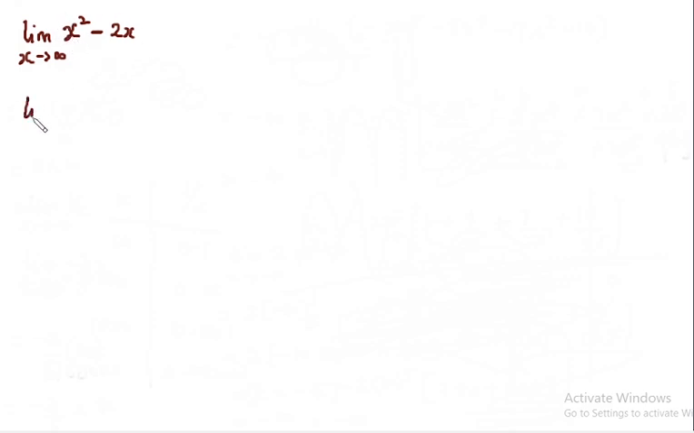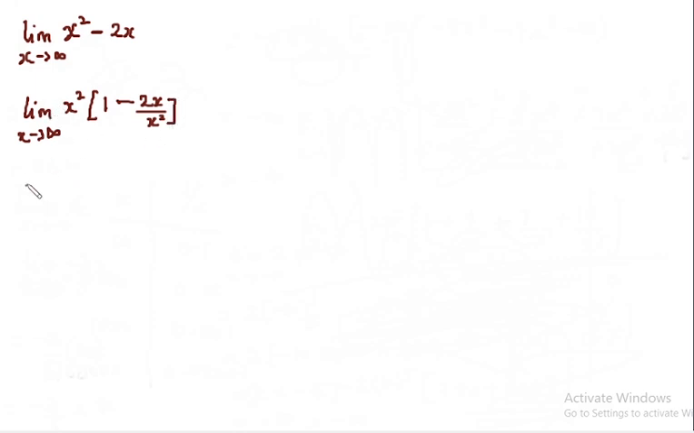So I'll write this as the limit as x approaches infinity. The term with the highest degree here is x squared. So x squared, open bracket. If you factorize this out, we have 1 minus 2x over x squared.